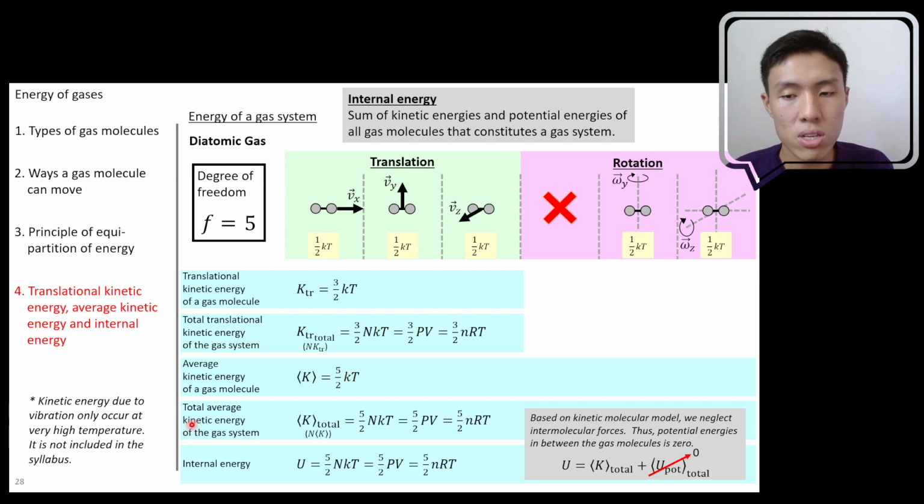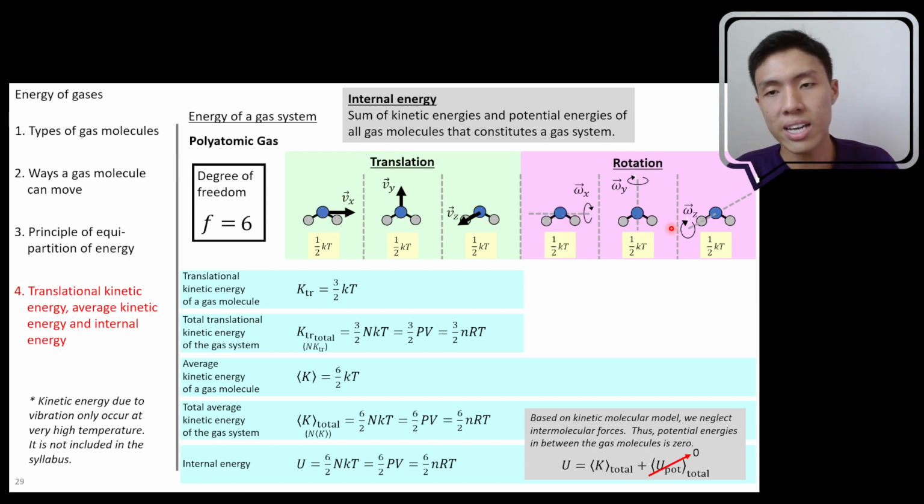Okay, then you have a total average kinetic energy, which is just multiplying by the number of gas molecules in the system. So it's NkT, PV, and nRT, just like we said earlier. But again, it's 5 degrees of freedom. That's why it's 5 over 2 over here. Internal energy is the same as average kinetic energy because we are going to neglect potential energy. That's why it's the same expression as K total that we have here. So that's for diatomic gas. The translational kinetic energy doesn't change, but if you talk about average kinetic energy and also the internal energy, you need to include the 2 additional ways to move for rotation. Okay, that's the basic idea.